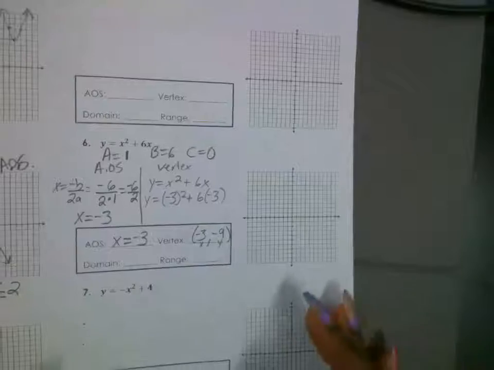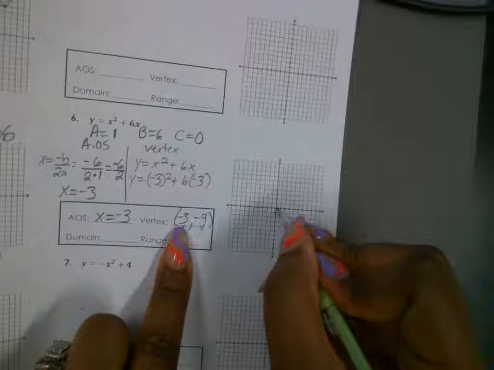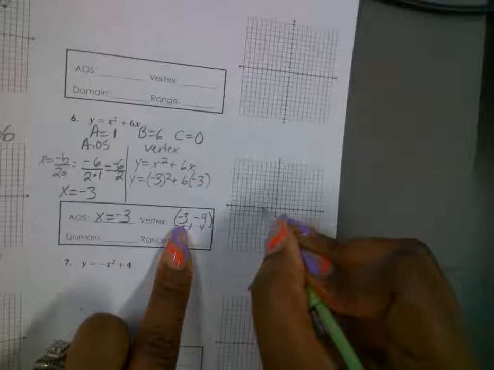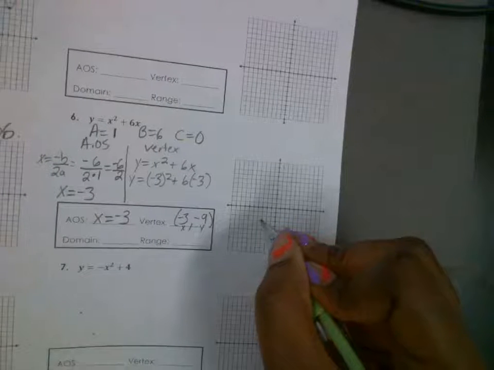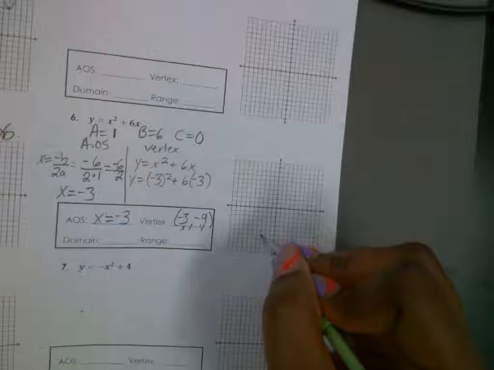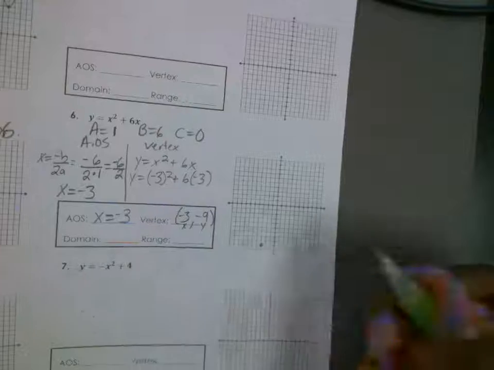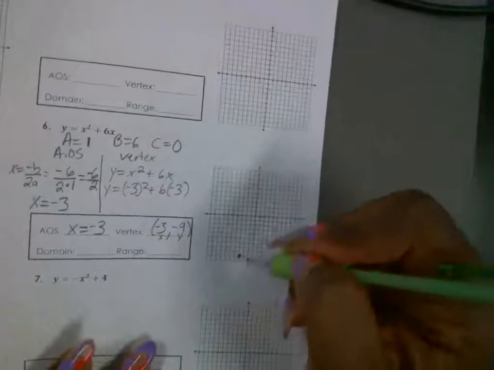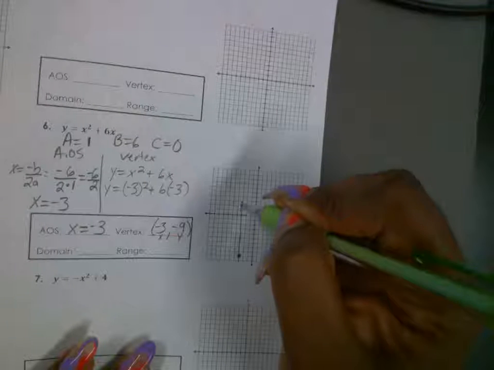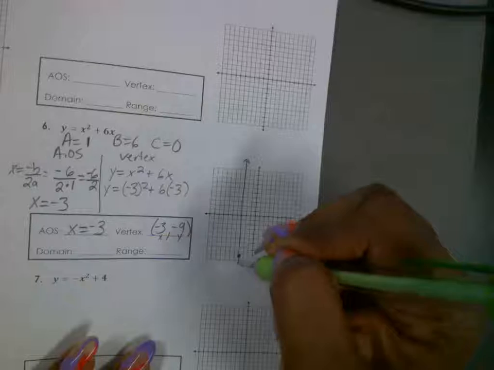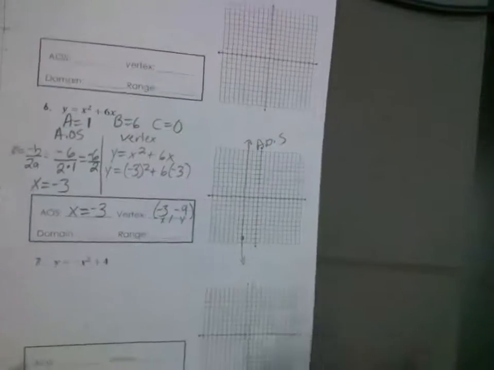All right, so let's graph it. We're going to graph the vertex, which is negative 3. 1, 2, 3, and then go down 9. 1, 2, 3, 4, 5, 6, 7, 8, 9. Right here, okay? And this is our axis of symmetry, right? That way it'll be easy to graph, right?